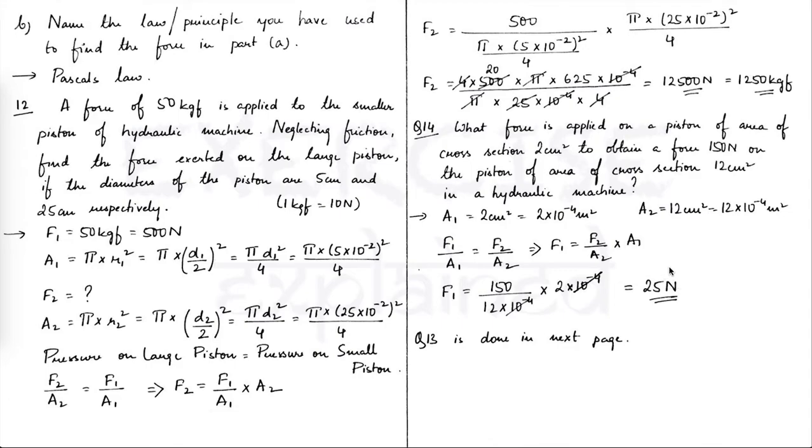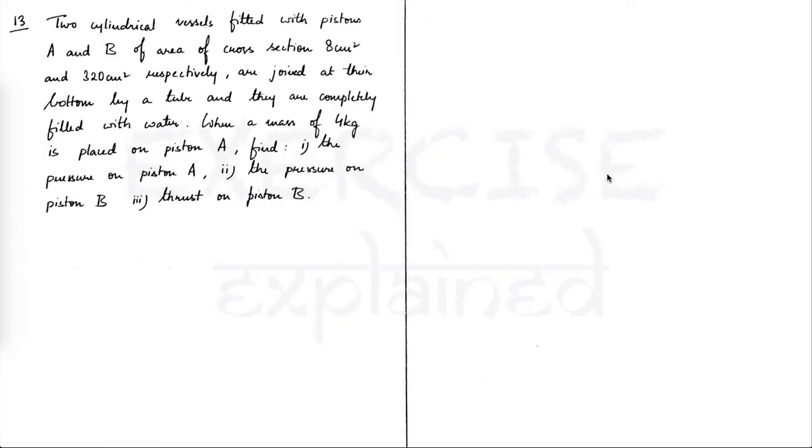So the force on the smaller piston is 25 Newton and the force on the larger piston is 150 Newton as that is given in the question. Now going ahead with the 13th question, this happens to be the last question for this exercise. The 13th question is usually repeated in the exams, so do pay some attention for this.